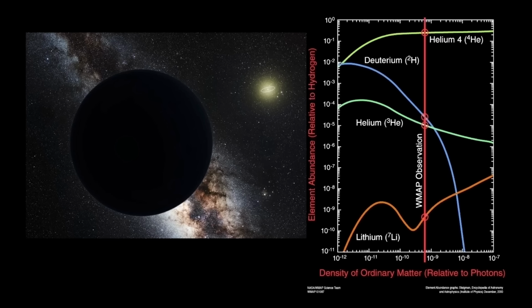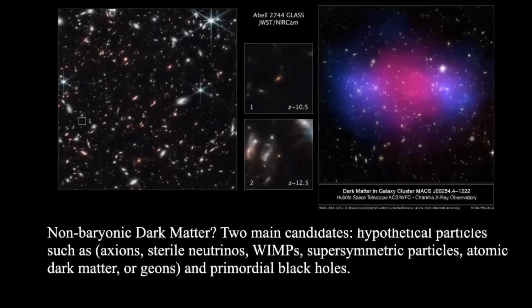Finally, the WMAP and Planck probes indicate that, as I said, 5 out of 6 parts of the total matter is in a form that only shows gravitational effects. So that leaves us with non-baryonic dark matter. And there are 2 real main candidates for non-baryonic dark matter. One is hypothetical particles like axions, sterile neutrinos, WIMPs, weakly interacting massive particles, supersymmetric particles from beyond the standard model of particle physics, atomic dark matter, or geons, which are black holes made of light. Kind of a weird thought. Or fundamentally, just simply primordial black holes.